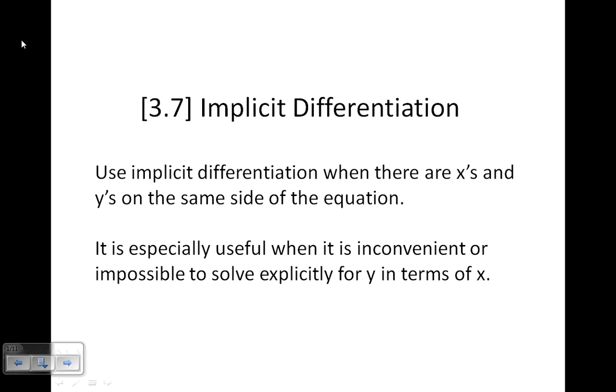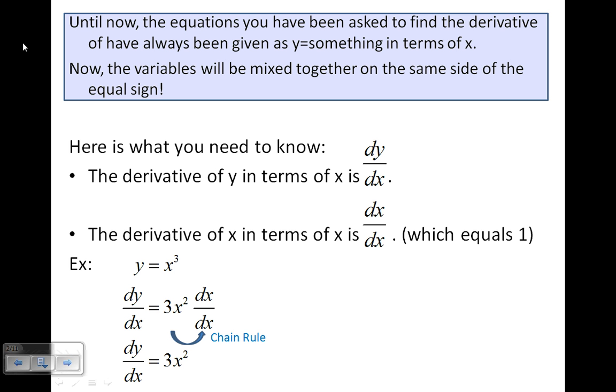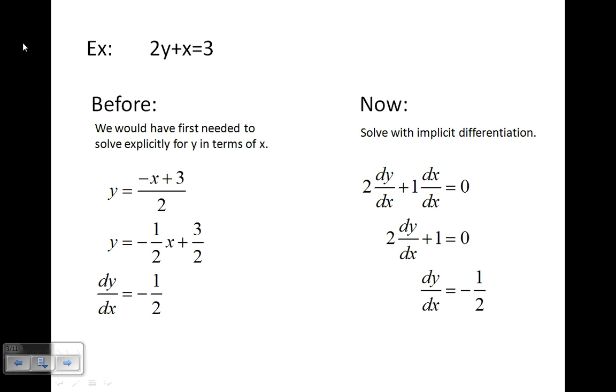Well, up until now you've been solving derivatives for equations that are y in terms of x. In other words, it's been y equals and then something with x's on the other side. So when it's implicit, that means that the x's and the y's are on both sides of the equation, or at least the x and y are on the same side of the equation as each other.